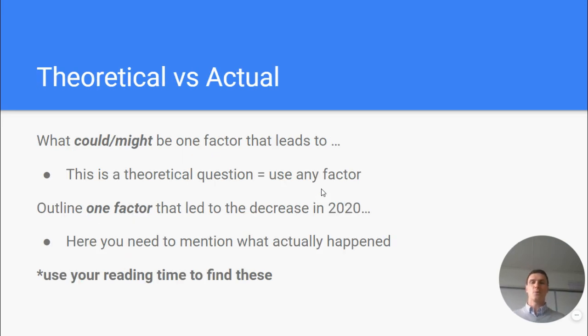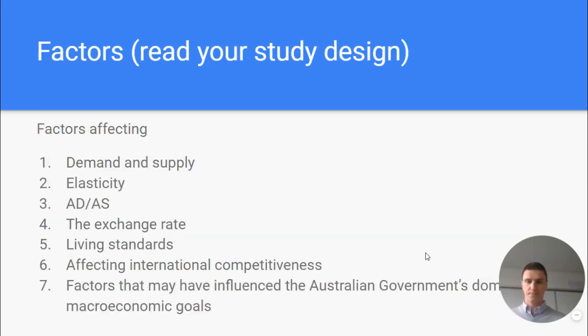The next thing is the difference between a theoretical question. So what might be one factor that leads to an increase in the terms of trade? And what was one factor that led to a decrease in the terms of trade in 2020? So use your reading time to find these. But if you get a could or might, that's a theoretical question. So you could use any factor. It doesn't matter. If you get one that refers you to a specific period, or outline one factor that did lead to this, you need to use what actually happened in the economy over that period. I would just use what actually happened over the economy in that period for both. But if you're stuck, you can just think of something theoretical.